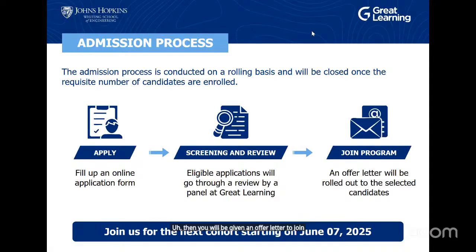And then, of course, once you receive the offer letter, you'll have to pay the admission fees to confirm your seat. The next cohort is starting on June 7th, which is about 4 days from now. And there are, of course, a couple of seats left. So for those of you who are interested in joining this cohort, you should definitely reach out to the Great Learning team. You can leave your details on the program webpage, and someone from the team will reach out to you and will help you with the admission process.